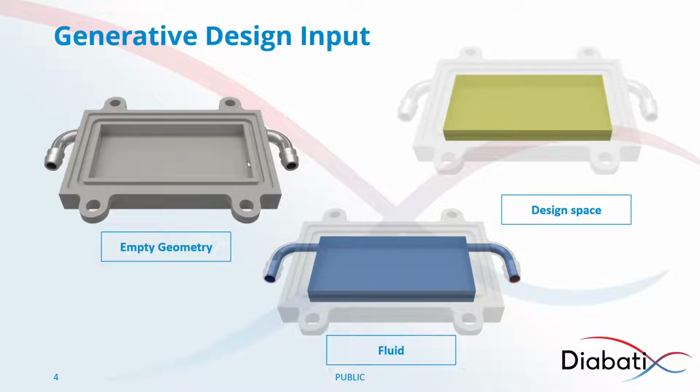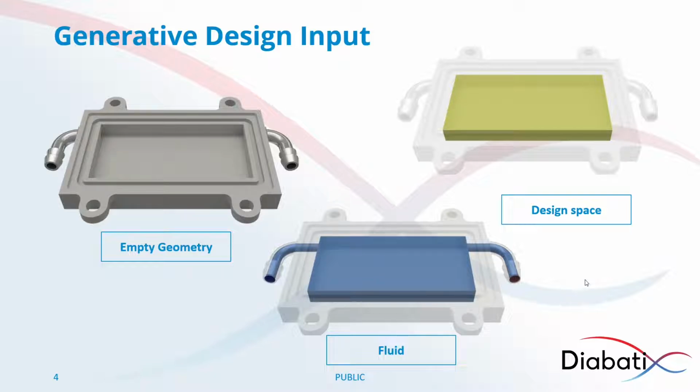Beside that, if you have the solid region of the empty design and the fluid region of the empty design, we also need to indicate which part of the fluid region may be filled with structures or pins and so on. That's what we call the design space. So there is always in a generative design run a part of the fluid which can be filled by structures. That's basically the space where the generative design has the freedom to place structures. I indicated them all here: the empty geometry, the fluid region, and the design region, which is part of the fluid region.